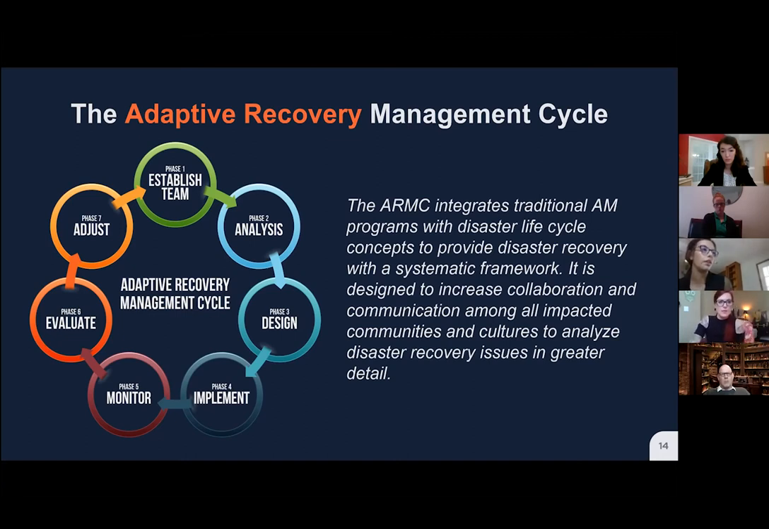Due to the diverse and complex economic, ecological, and social implications that are involved with disaster recovery, the ARMC finds its strength in establishing a structural approach that adapts recovery initiatives around multicultural needs as information accrues. The ARMC is in alignment with the National Security Strategy, the Department of Homeland Security's National Preparedness Goal, and the National Disaster Recovery Framework, as it has the ability to address human, social, political, and economic capital needs.